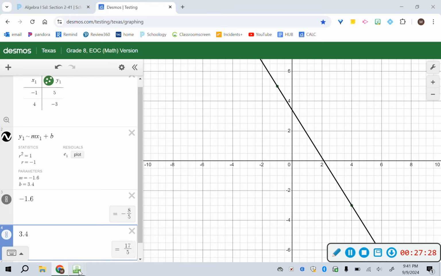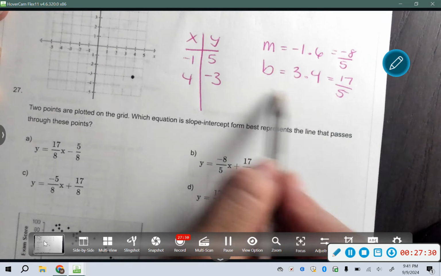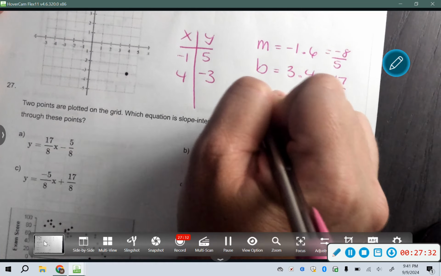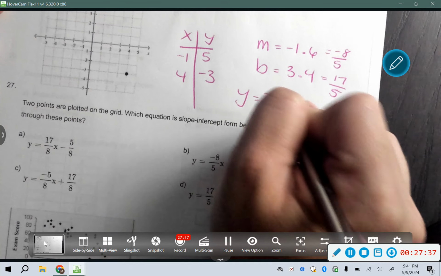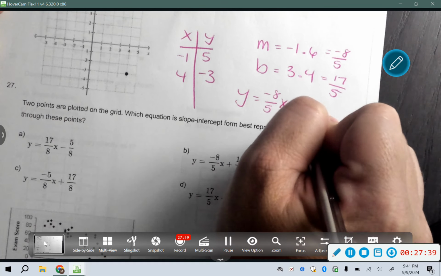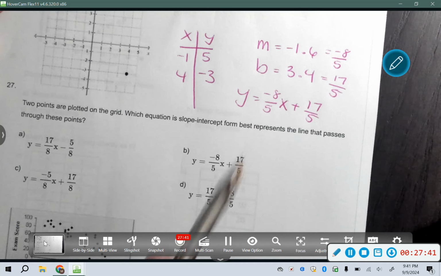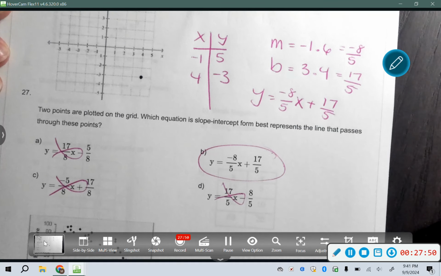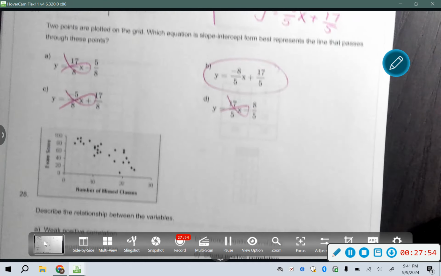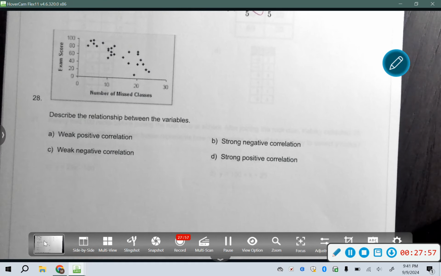So now back to my paper. I wrote all that down. My equation is y equals m, which is -8/5, x always comes after m, plus 17/5. So -8/5 is my slope, not this, and that's -5/8, so that's not it either. Remember, your answer choices might be in a different order than mine, so make sure you're paying attention to the actual answer, not the letter.